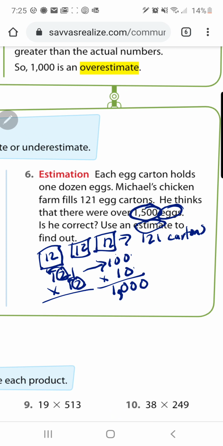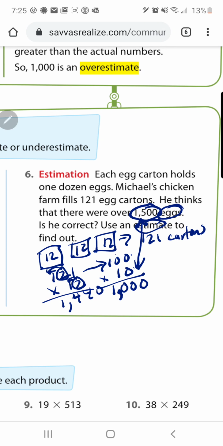So there is your estimation. It tells us that you're going to have about 1,000 eggs, right? And then, of course, his estimation is 1,500. That's a little bit too much compared to our estimation of about 1,000 eggs. That's a big difference. And another thing, let's see if we were to actually multiply 121 times 12, we would actually get this amount, 1,440.